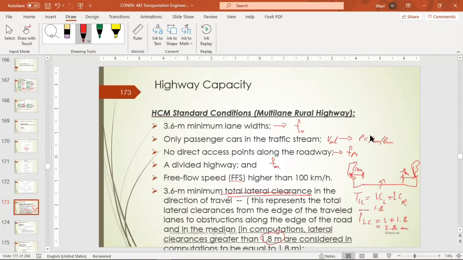That means the 3, we slash it and we put 1.8 meters. Okay, despite the fact that in reality it's 3 meters, what we take into account here is just 1.8. So that's one important issue. Clear?